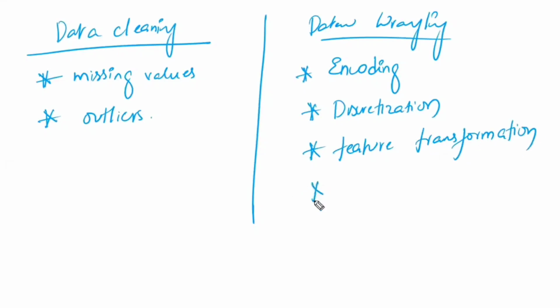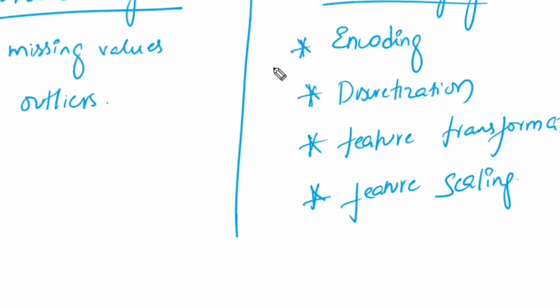Now we are going to move on to the next one called feature scaling. The fourth one is called feature scaling. Now what is meant by feature scaling? Feature transformation is the conversion of skewed data to normal data. Feature scaling means nothing but scaling down the data.